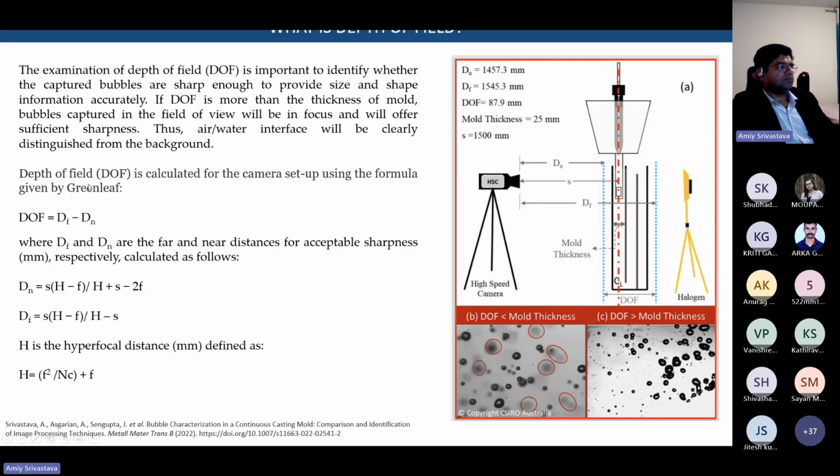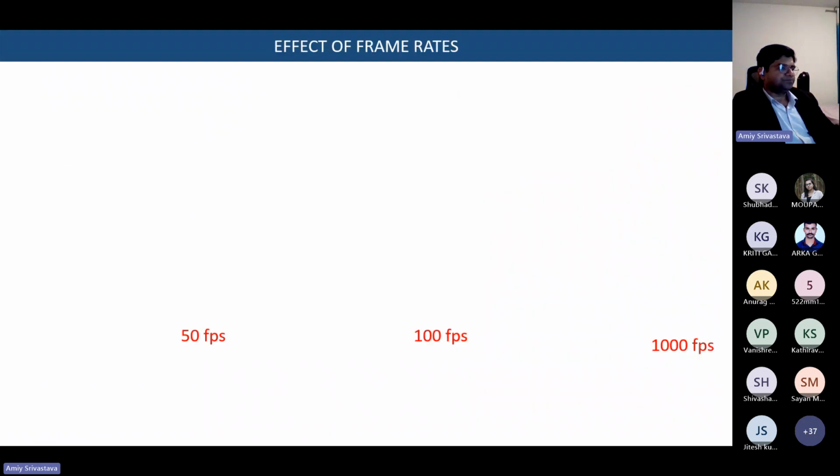And these are the formulae. Depth of field is calculated for the camera setup. I don't want to go into the details of this. If you want to learn more about it, it is already given in my paper. My paper is given here. It was published in MetTrans B in 2022. There I talked about the importance of depth of field. Now let's move on to the next slide.